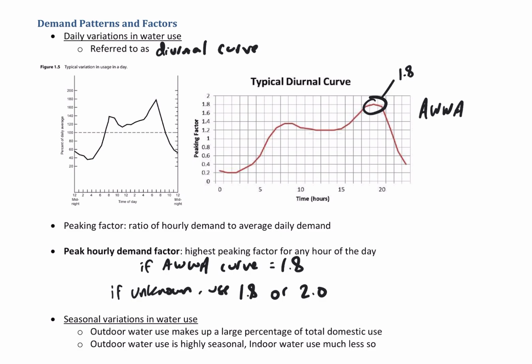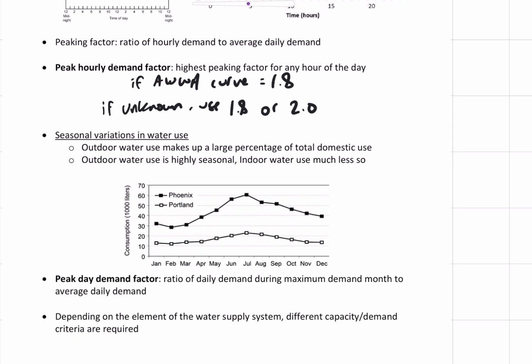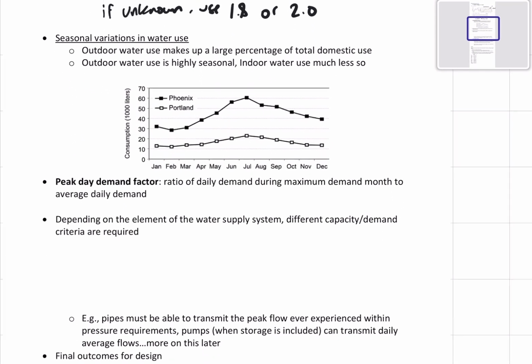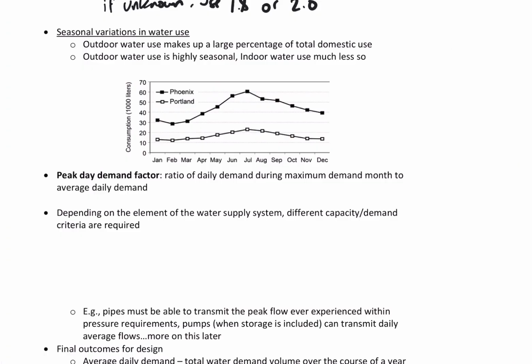Okay, what about variations over the course of a year? So seasonal variations in water use. Outdoor water use makes up a really large percentage of total domestic use. But outdoor water use is highly seasonal, whereas indoor water use is pretty much constant through the course of the year. So if I look at this graph down here, it's comparing water use consumption in Phoenix versus Portland over the course of the year.